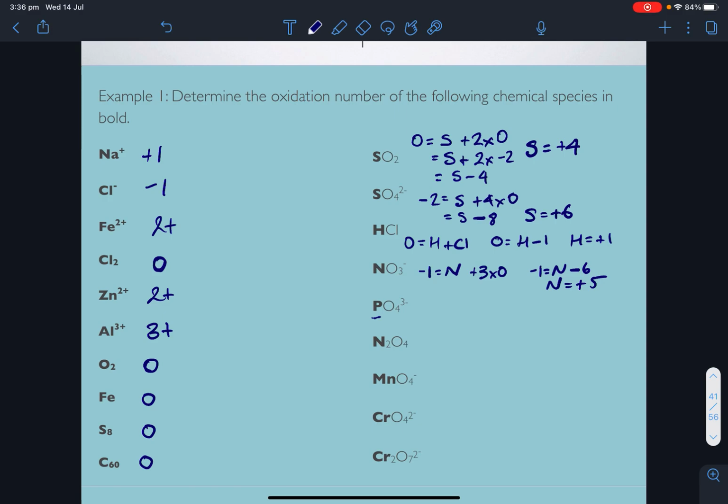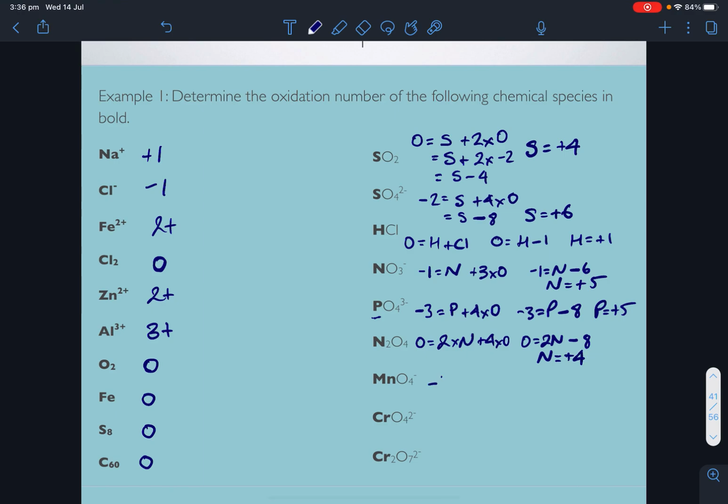Phosphorus in phosphate. The charge is -3. It's going to equal the oxidation number of phosphorus plus 4 times the oxidation number of oxygen. So 4 times -2 is -8, so phosphorus equals +5. N2O4, the charge is neutral, 0. 2 times nitrogen plus 4 times oxygen. So 0 equals 2N minus 8. So N equals +4.